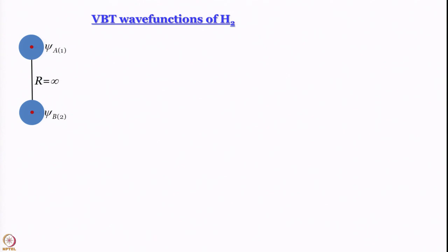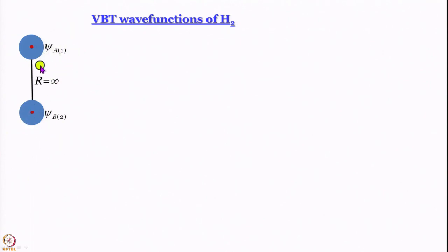So, let us think. What happens when r equal to infinity? Now, when I say infinity, I do not mean infinity. Say 10 angstrom is sufficient to qualify as infinity for these atomic and molecular systems, because if you think of the potential energy between these two atoms, that becomes 0 asymptotically, but becomes close to 0 within say 10 angstroms of internuclear separation. So, at such separations, which we can say roughly is infinity for all practical purposes, electron number 1 moves in the field of nucleus A, electron number 2 moves in the field of nucleus B.